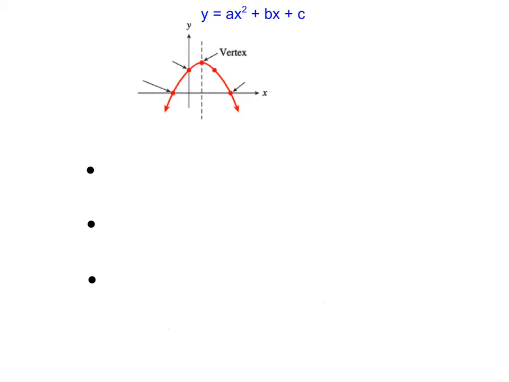And then what would be this point and this point? That's where it crosses the x-axis. So that's called the x-intercepts. X-intercept, x-intercept. And then this point right here would be what? Well, that's where it's hitting the y-axis. So that's the y-intercept. And the last one is that dotted line. What's that dotted line? That is your axis of symmetry.